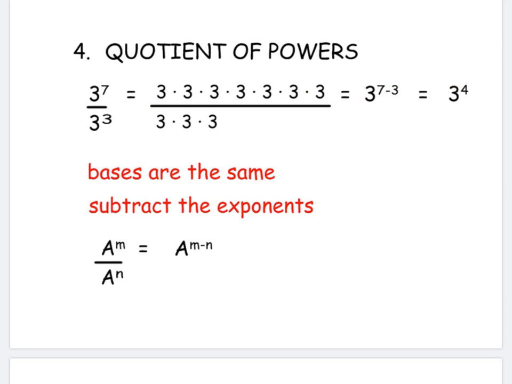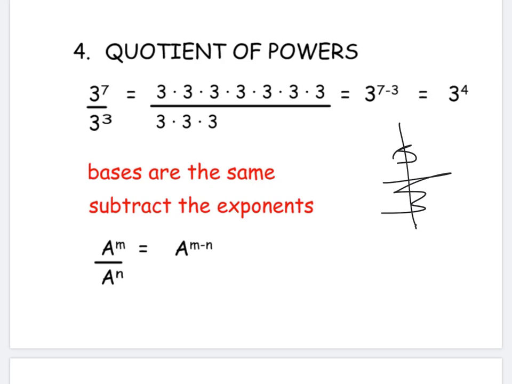The fourth power property is the quotient of powers. So let's look at 3 to the 7th divided by 3 to the 3rd. Remember when we had a fraction? If I had a fraction like this, 3 over 3, in an equation, that's simplified by canceling each other out.